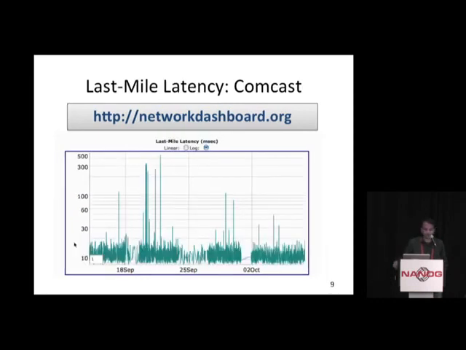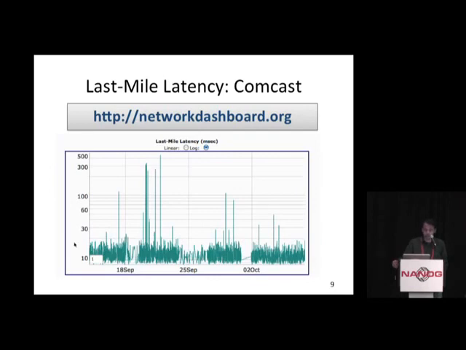Another aspect of latency we measure is the last mile latency, which is the latency from the router to the first IP hop in the ISP's network. We obtain this IP hop by running a traceroute and extracting the first non-NATed IP address, and we run a ping to this address.